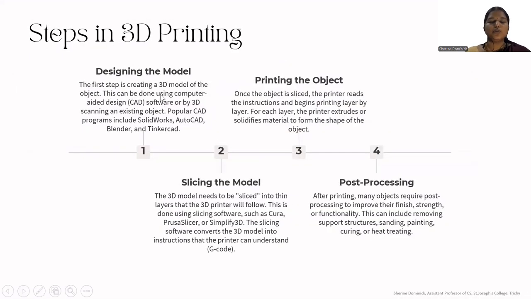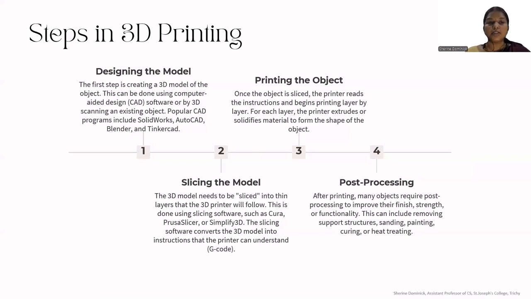These are the steps in which a 3D printed model is developed into a 3D printed product. The first step is designing the model. In designing the model, we can use software like CAD or SolidWorks, AutoCAD, or any 3D modeling software to develop the 3D printed model's blueprint.